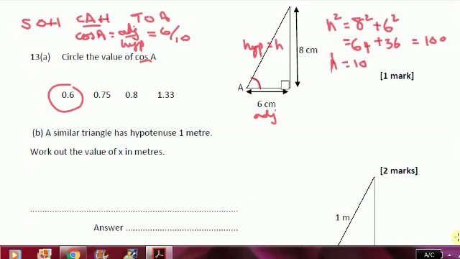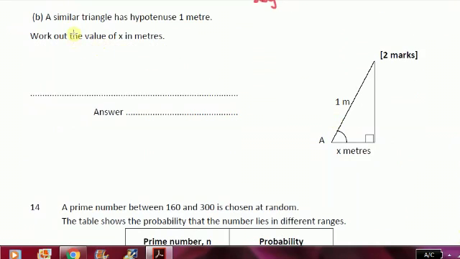And part B, a similar triangle has hypotenuse 1 meter. Work out the value of x in meters. The most important word in this question is the word similar. Similar tells you that the angle is the same. So the cosine of angle A is still going to be 0.6 as it was in part A because the triangles are similar, same angles. So that 0.6 is the adjacent over the hypotenuse, x over 1. So we just solve that for x. x equals 1 times 0.6, which is 0.6 meters.